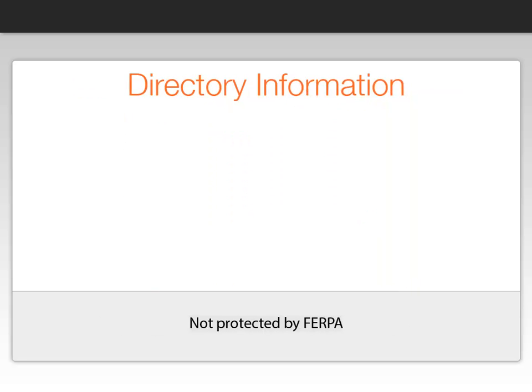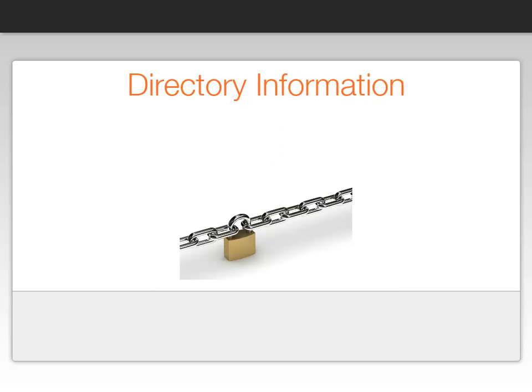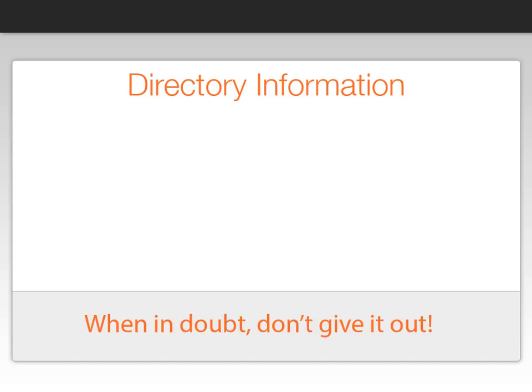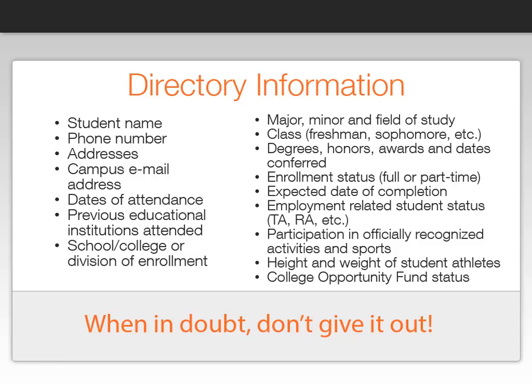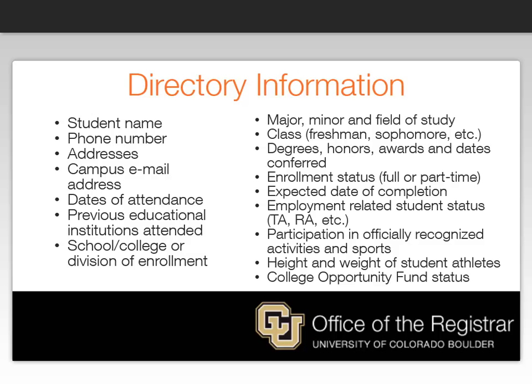Directory information is not protected by FERPA and thus can be released for students whose records are not listed as private. However, just because data can be released does not mean you have to release it. When in doubt, don't give it out. The following are examples of directory information at CU. Again, if you are asked to share student data and aren't sure whether you should, err on the side of caution and don't give it out. Play it safe and refer such requests to the official keeper of the CU student record, the Office of the Registrar.